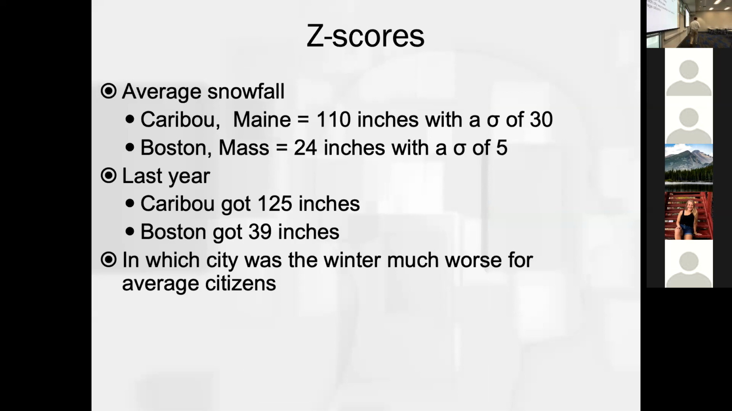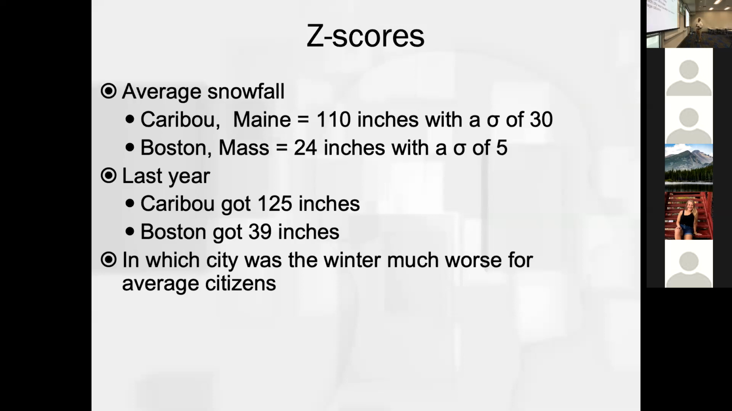All right. So today, we're talking about z-scores. Z-scores are really helpful in that they allow you to standardize data sets. So we will answer this question at the end of the class today.